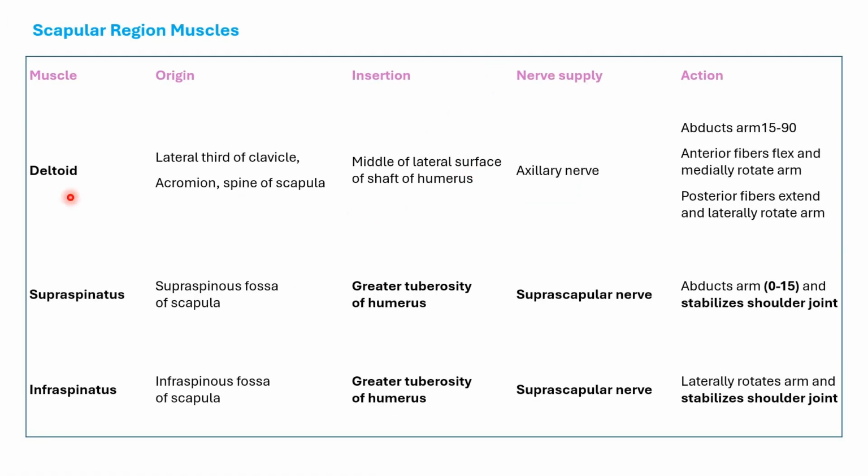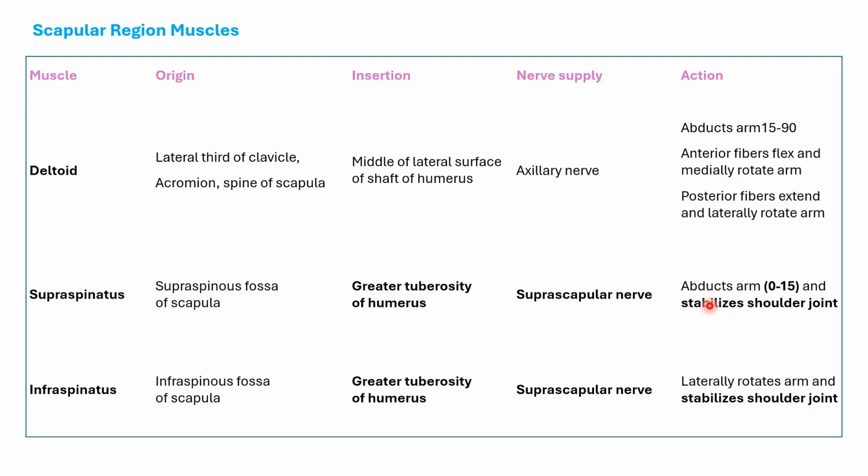And nerve supply: deltoid is supplied by the axillary nerve, and supraspinatus and infraspinatus are supplied by the suprascapular nerve. Deltoid is involved in abducting the arm from 15 to 90 degrees, and the anterior fibers flex and medially rotate the arm, while the posterior fibers extend and laterally rotate the arm.